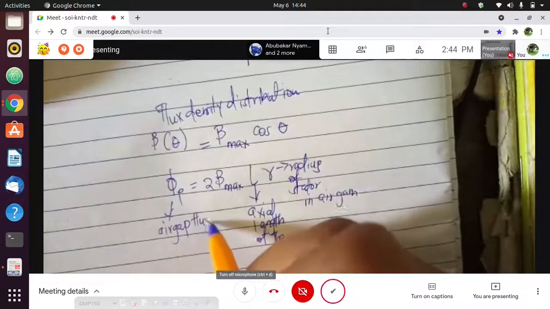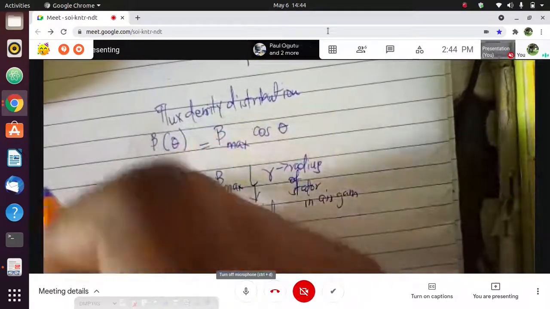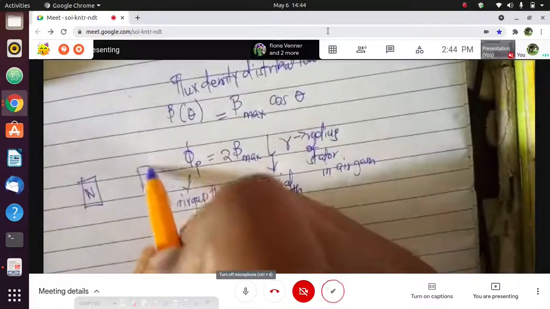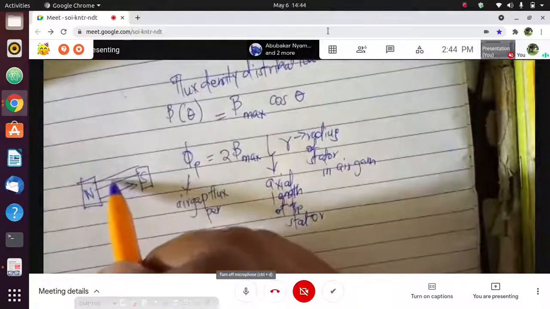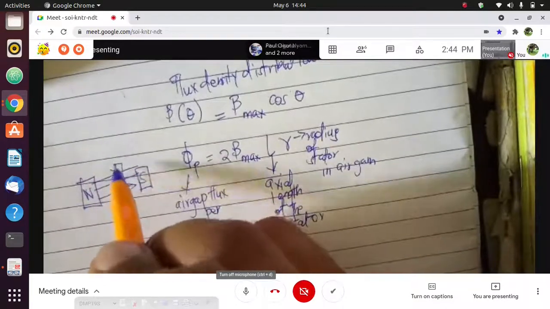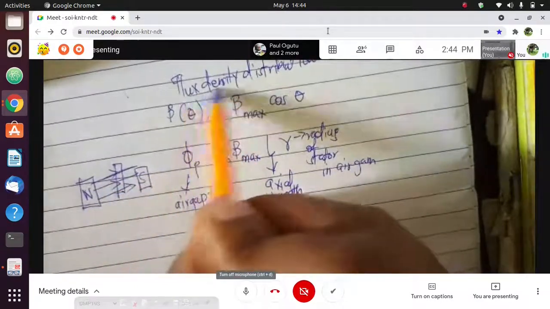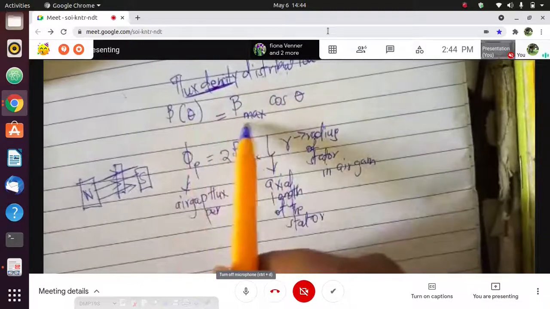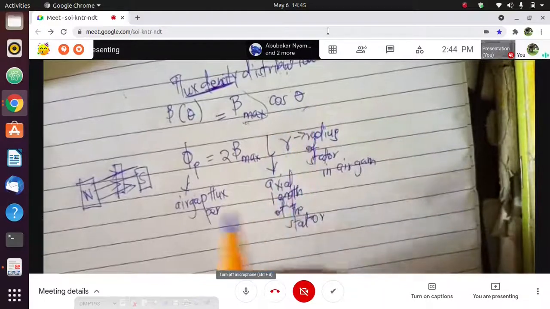When we talk about flux density, it is the amount of magnetic lines. Remember, when you have a magnetic field, let's say we have a magnet there and another magnet there, these magnetic lines are what we refer to as flux. So when they pass through an area that is perpendicular to the direction of the flux, what we get is flux density. So the flux density distribution in the air gap is given by the maximum flux density times the cos of theta, and this is the phase angle. Now, air gap flux per pole.